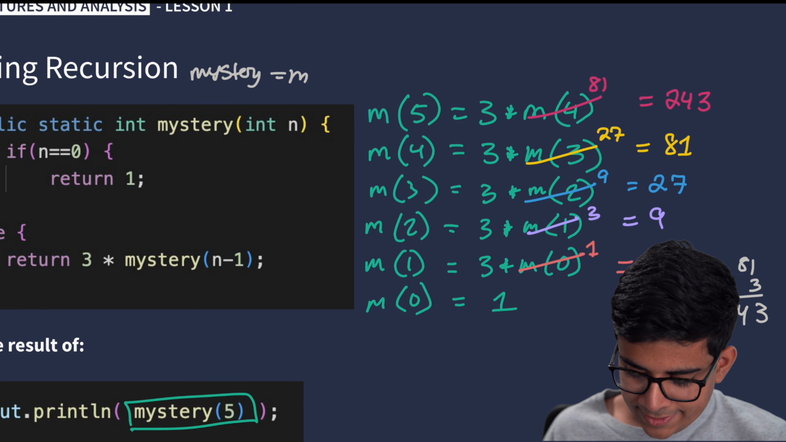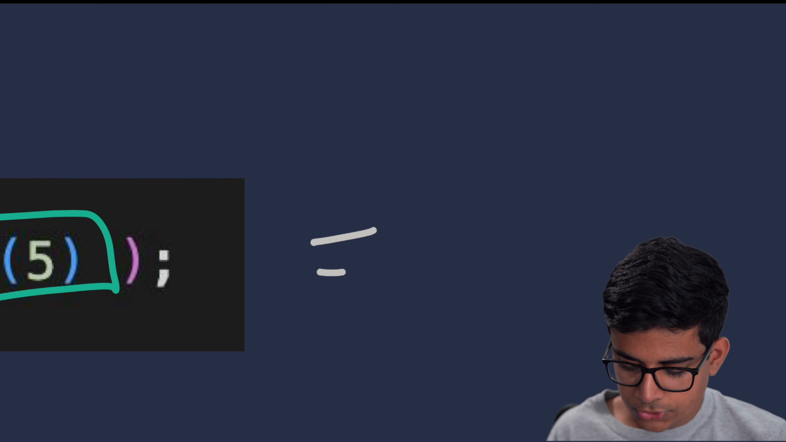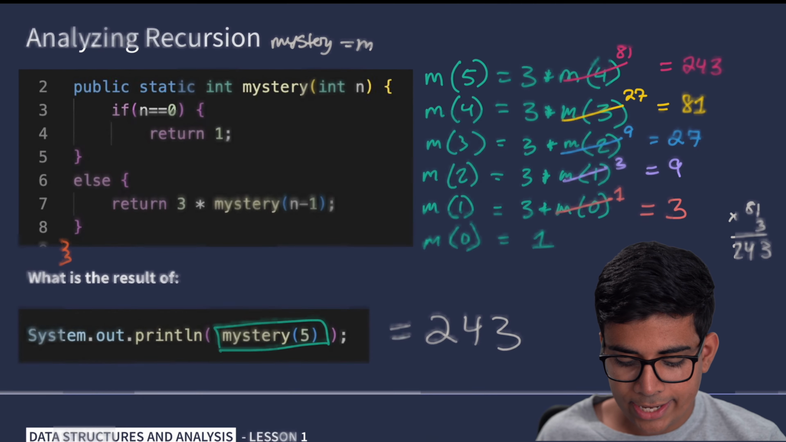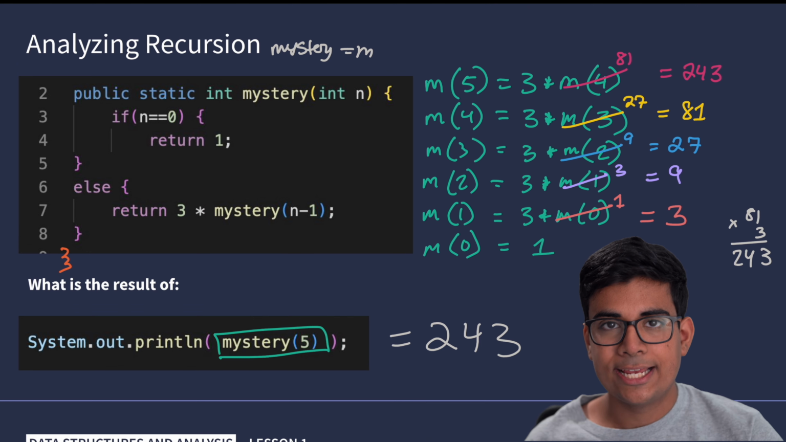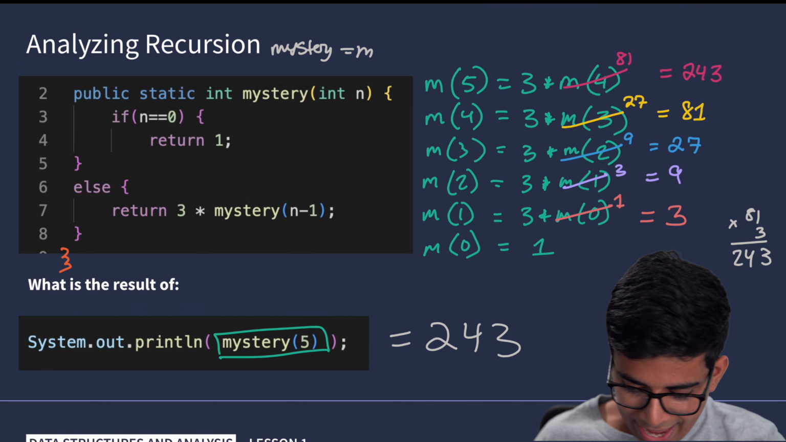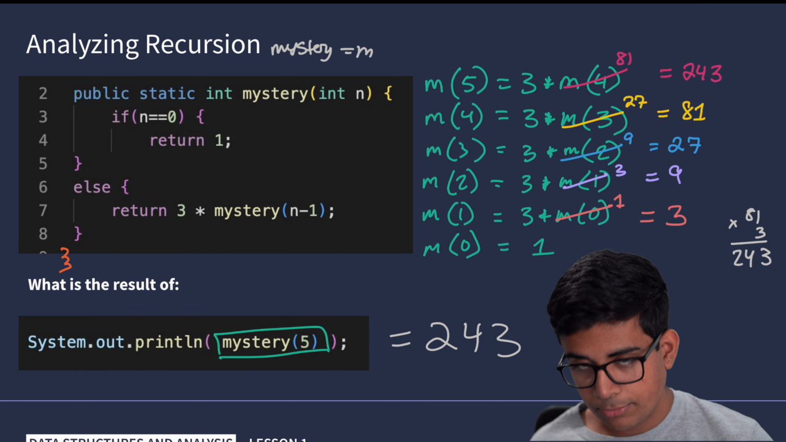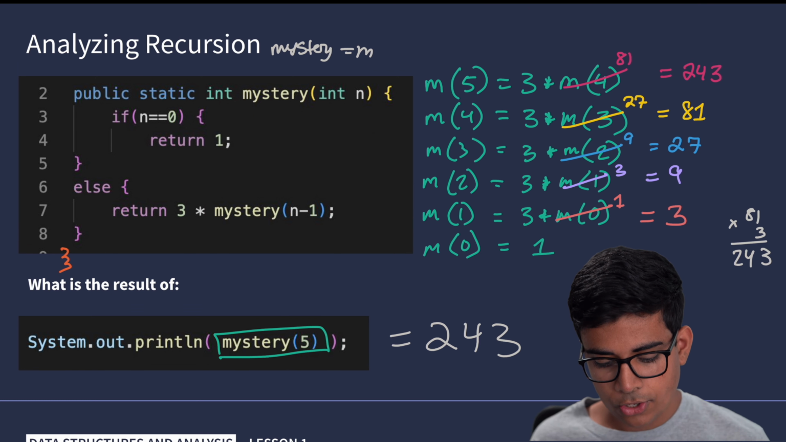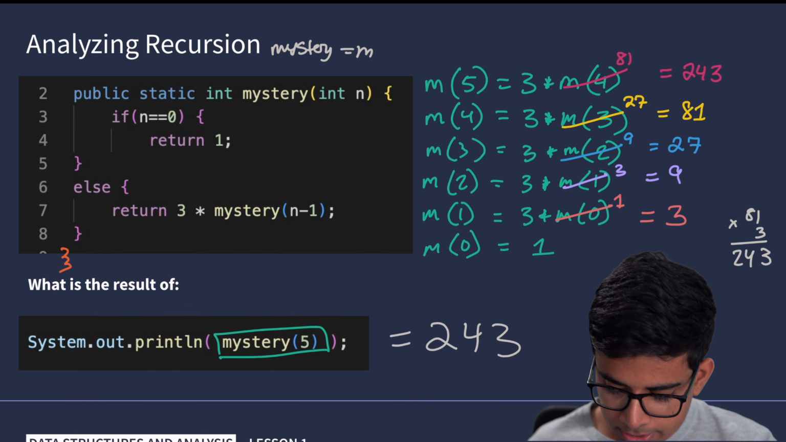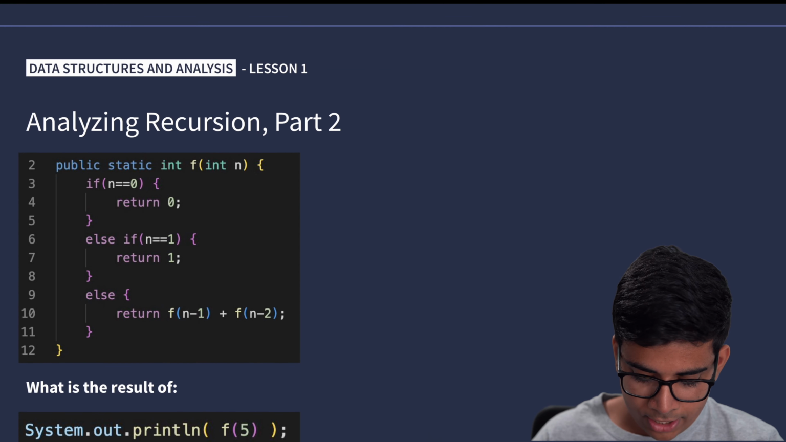So now we can say with confidence that mystery 5 is equal to 243, and 243, that integer, will be printed out. Isn't that pretty cool? So you can see that we have this recursive function, but after breaking it down and writing it out, we were able to compute the final result of running this function. And now we can look at a second case, which is a very interesting one.